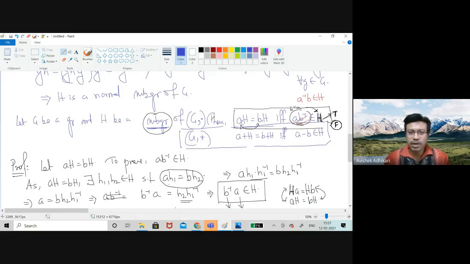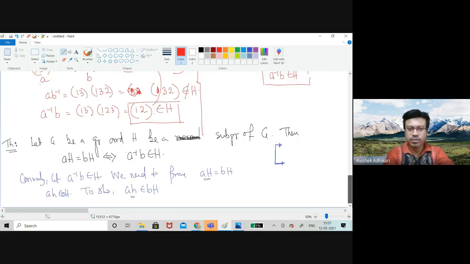But what will happen for right cosets? So it's for left cosets. And what will happen if I have this statement HA equals HB, if and only if, what should be the statement? Okay, so this is your homework, so please check it, for both left cosets as well as right cosets.